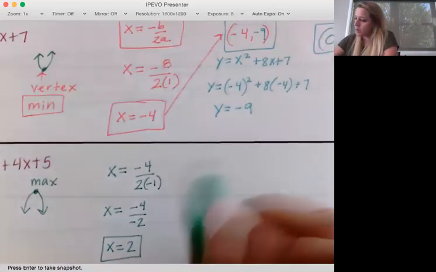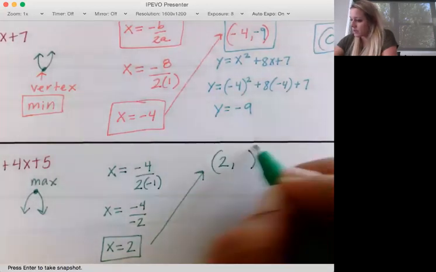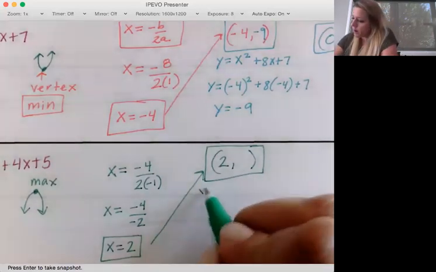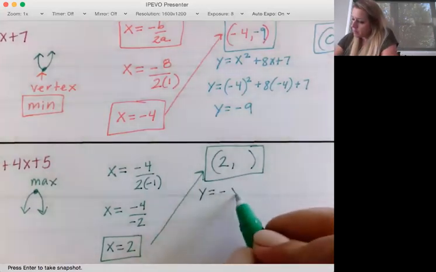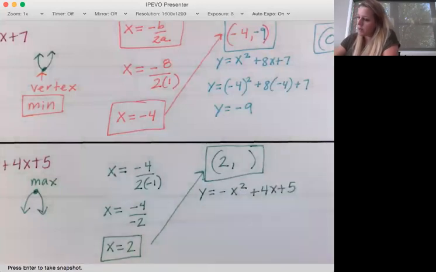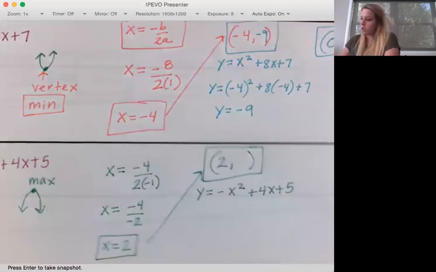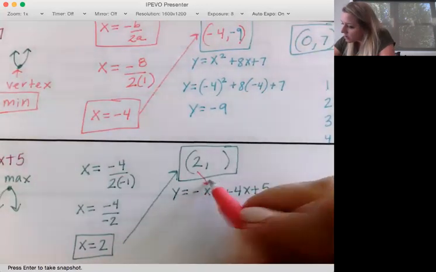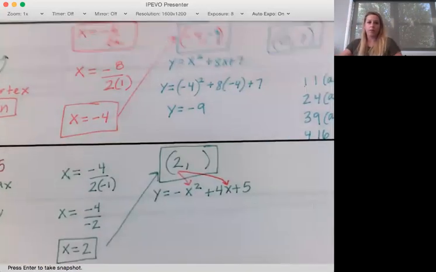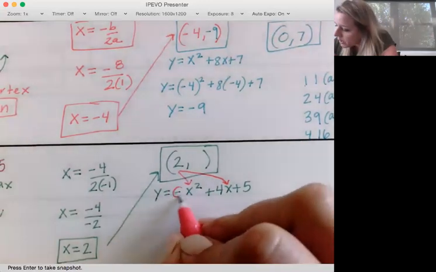Okay, now I'm going to plug that in. So here is my vertex. We've got to find our unknown, so I'm going to rewrite our problem. This one is tricky because you definitely have to be careful of that negative right there. When you plug in that 2, remember that 2 goes into here and into here. However, when you're doing that, you need to make sure you're careful with that negative.